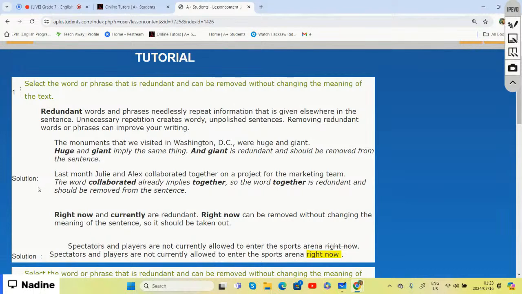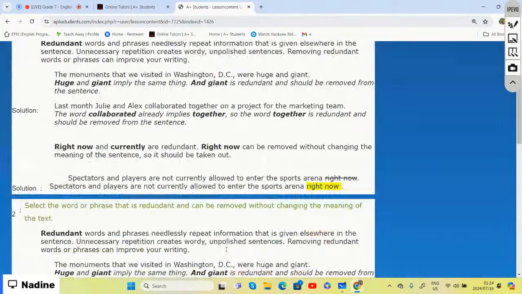All right. So the next one says right now and currently are redundant, right? So we're going to look at that sentence now, as to why we say right now and currently are redundant. It says spectators and players are not currently allowed to enter the sports arena. Spectators and players are not currently allowed to enter the arena right now. So, right now.